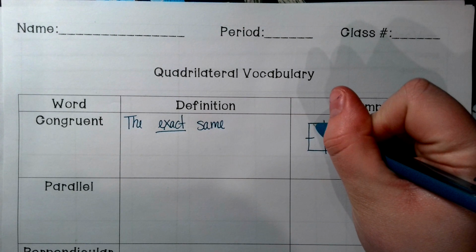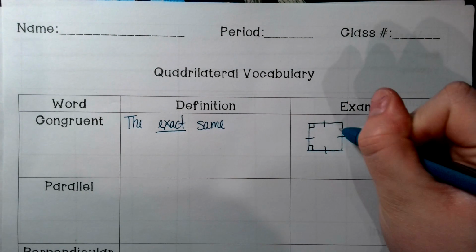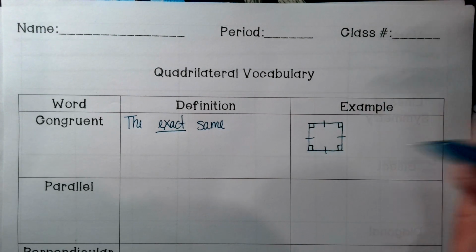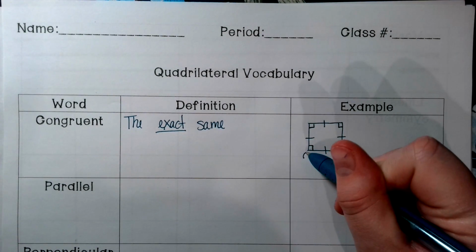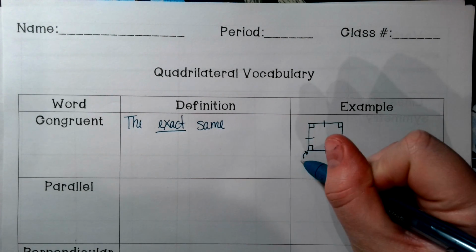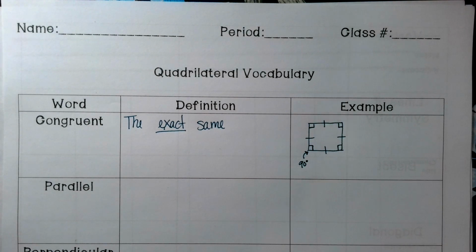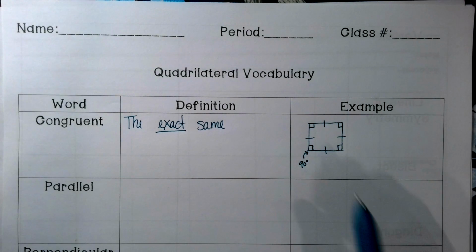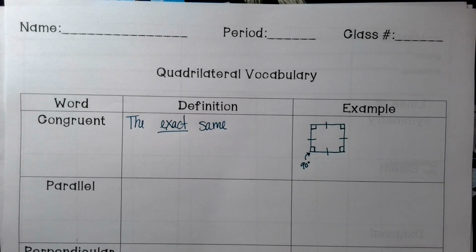On a square, we also know that all the angle measures have this little box in them. How many degrees is that little box? 90 degrees. That little box is 90 degrees. So all of the angles are congruent in a square, and all the side lengths are congruent in a square.